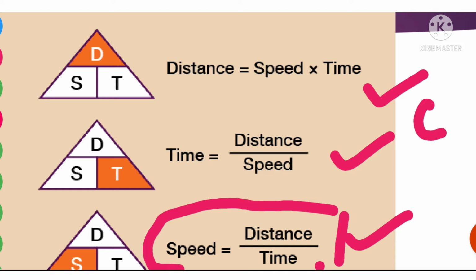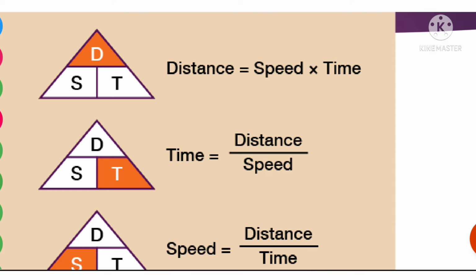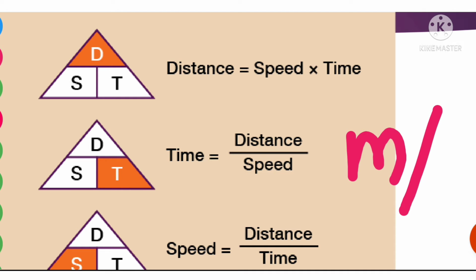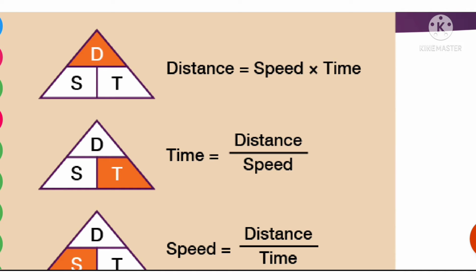Now here comes a very important thing. What is the standard unit of speed? The correct answer is meter per second. What is meter? Meter is a distance and second is the time. So this is the standard unit of speed. I hope it is clear to you. Now let's come to the next one.